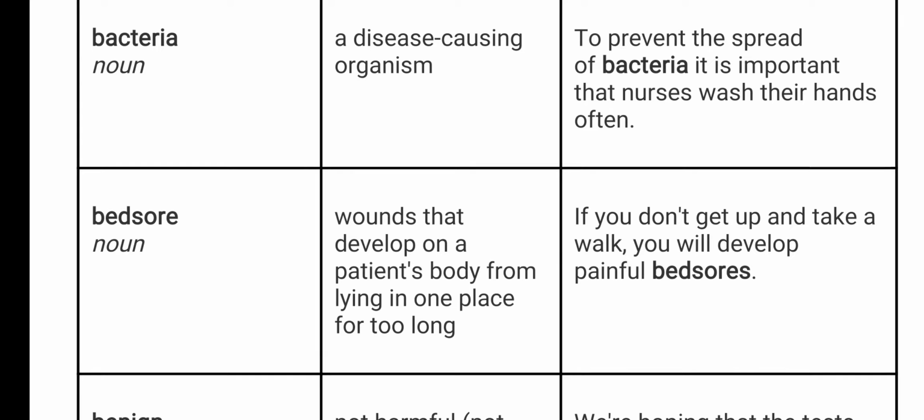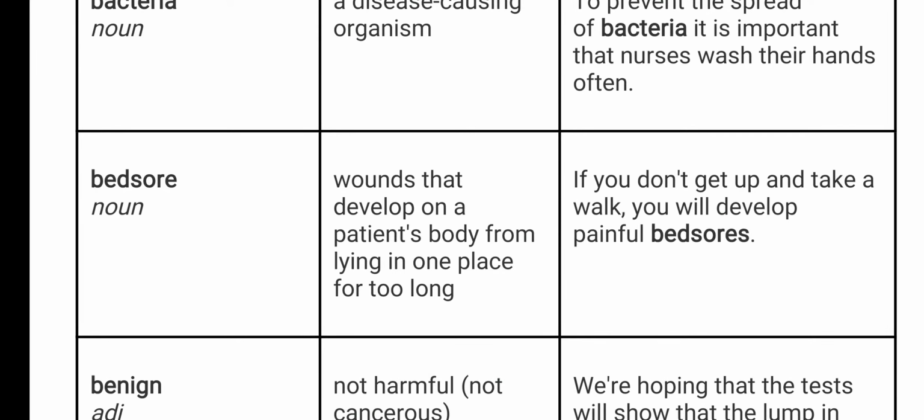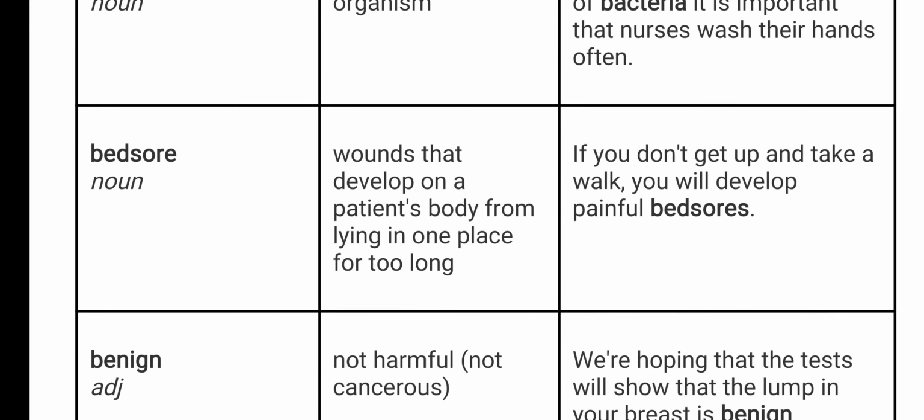Bed sore. If you sit for very long or lie down for very long on a bed, your body starts having wounds in the areas where there is no activity, or where you don't move that body part as often as you should. You start developing bed sores.